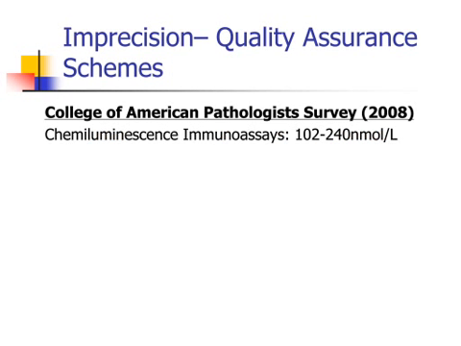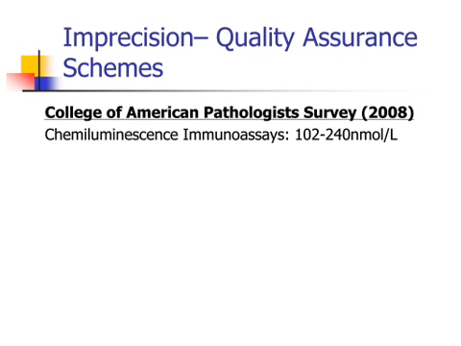Now, this isn't really new information. Back in 2008, there was a survey done by the College of American Pathologists where they sent out a sample to numerous laboratories. And for chemiluminescence immunoassays, they got a wide range of results back for the same sample, going from 102 to 240 nanomoles. So we knew that this assay could give quite variable results.